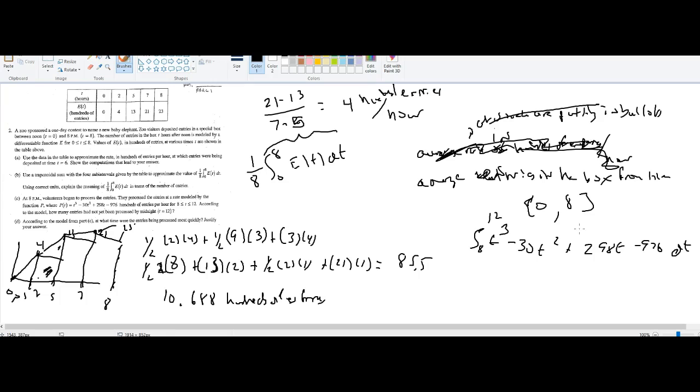Can't read it. 976. I hope I'm reading this right. Then you put in your commas, right? Or if you've got your TI, you just put them where they go. It's even better. So I got 1,600 entries, right? That's how many they processed. 1,600 entries.